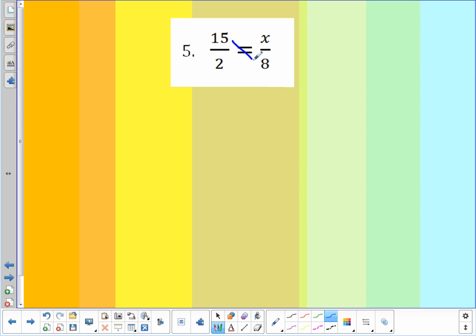I'm going to cross multiply those. So I have 15 times 8 is equal to 2 times x. Now, this is an equation that I know how to work with. I'm out of the fraction form, and I can solve it just like I know. I need to simplify this part. 15 times 8 gives me 120. 2 times x is just 2x.